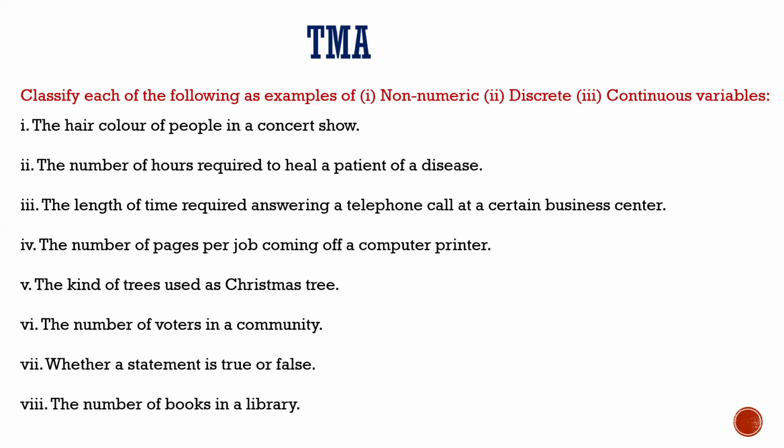So I see how questions are being asked, so I know that we're not just here to talk and talk. This is real, something very, very real. So we say: classify each of the following as an example of non-numeric, discrete, or continuous variable.